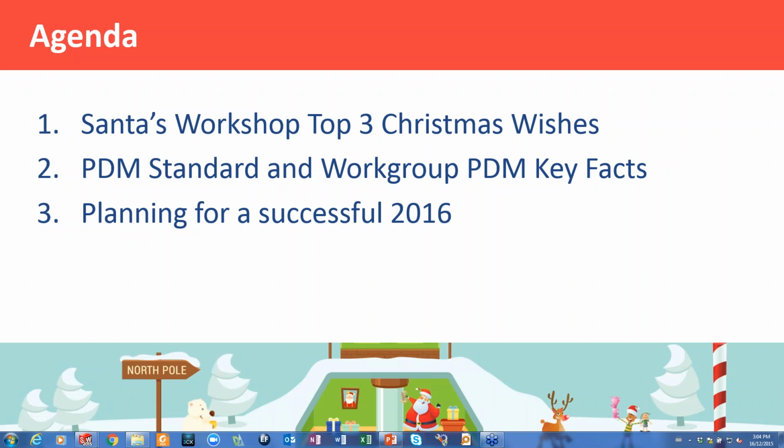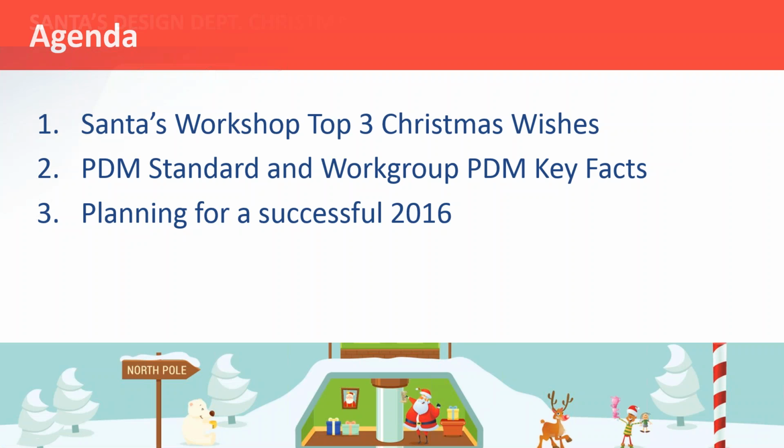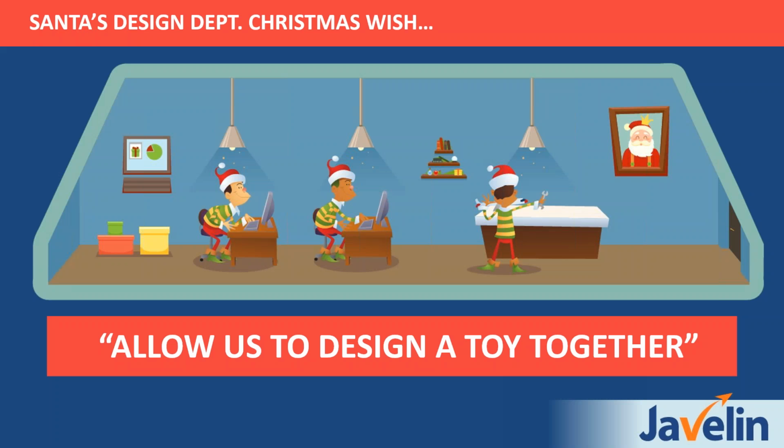All right. So the top 2 are, by no surprise, completely in line with what Santa was wishing. So there's actually 3 wishes. The first one came out of Santa's design department. So talking with the elves, they wanted to design toys together more effectively. They wanted to make sure that they weren't overwriting files, losing files, and breaking references, and they just wanted to make sure they knew they were always working with the latest information.